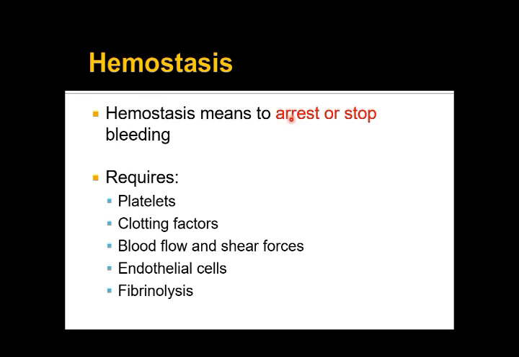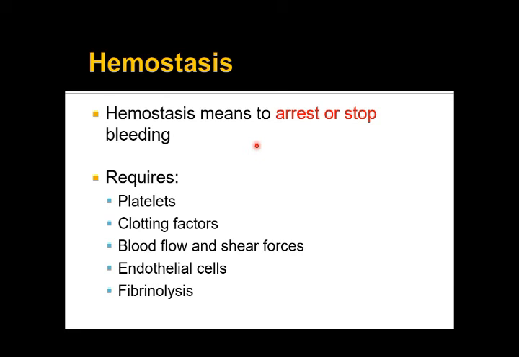And the word hemostasis basically means to stop bleeding. And this is a really good thing. If we injure a blood vessel or we injure a tissue and blood is now leaking out of that blood vessel, we need that leakage to stop. And the process that the body uses to stop that bleeding is called hemostasis.